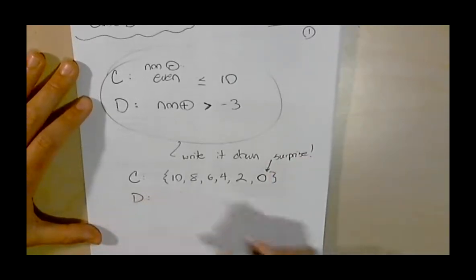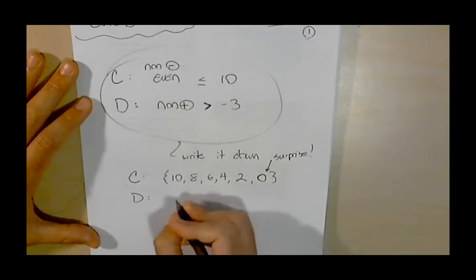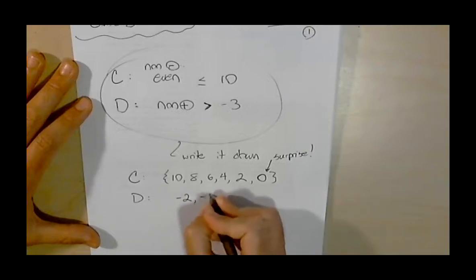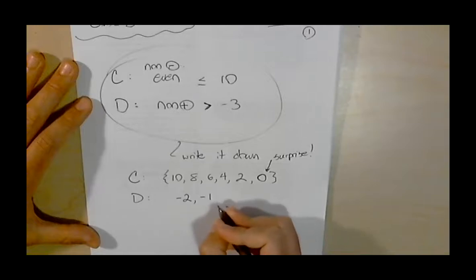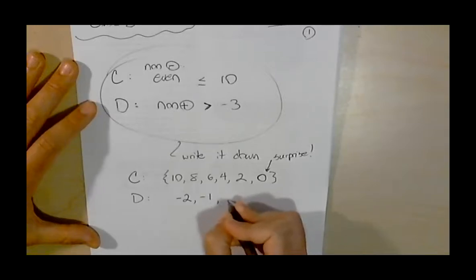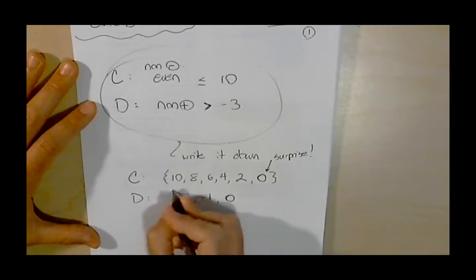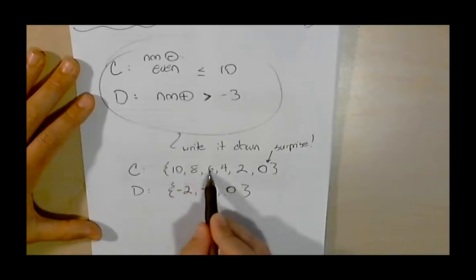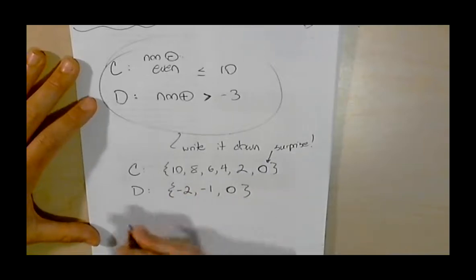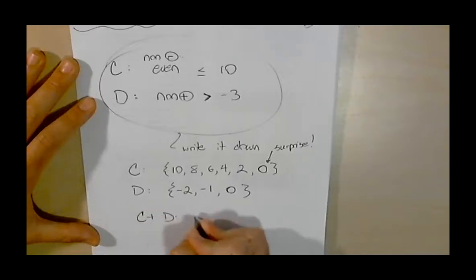Set D is all the non-positive integers that are greater than -3. Well, one integer that's greater than -3 is -2, and also -1. And come to think of it, 0 doesn't count. Oh no, 0 does count because 0 is non-positive. So 0 counts as well. So it should be those three. So that means there are 1, 2, 3 elements of set D, and there are 1, 2, 3, 4, 5, 6 elements of set C. So C plus D is going to be 9 altogether.